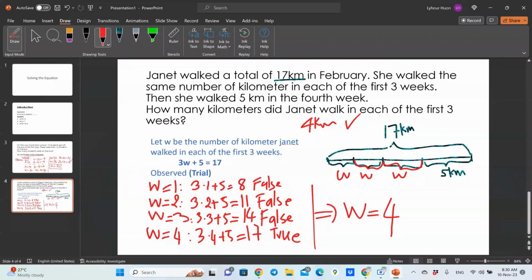And don't forget the unit. The unit is kilometer, so w is 4 kilometers. So this is the answer. Okay, now we can understand a little bit.